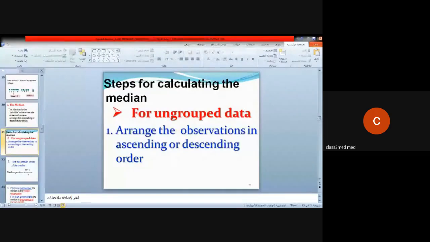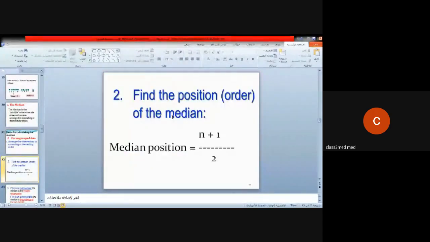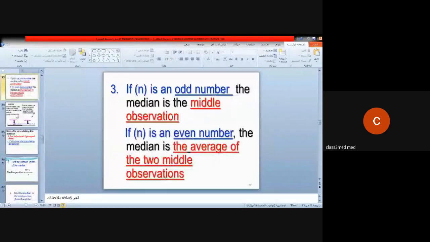Then you have to find the position or the order of the median. We said the median is the middle value, the value which divides the observations into two equal halves. So we have to find which observation is in the middle, so we have to find its position. Median position can be found by this simple formula: n plus 1 divided by 2. So therefore, if n is an odd number, the median is the middle observation.